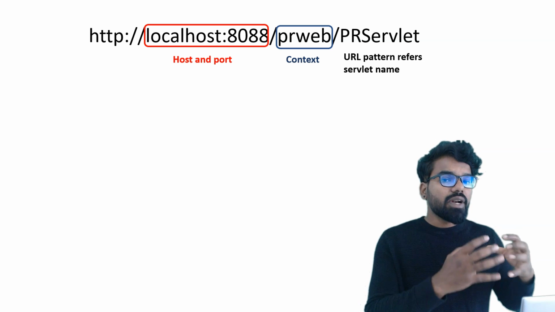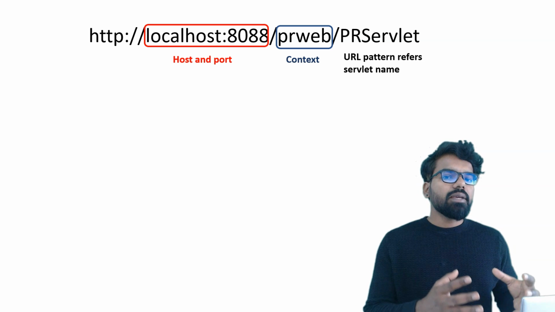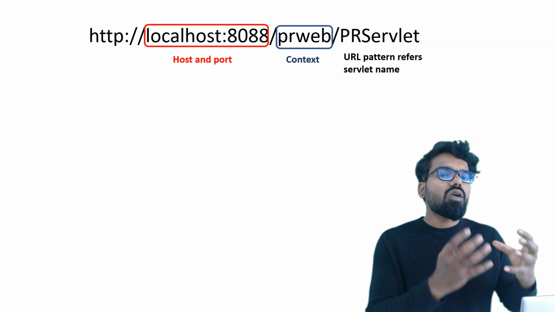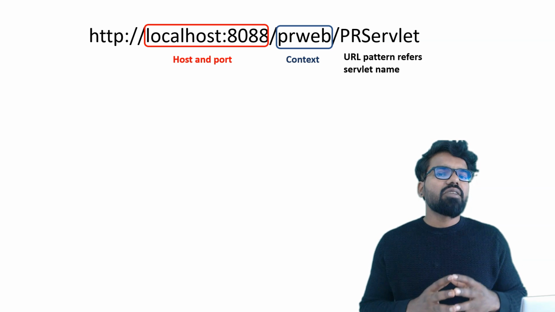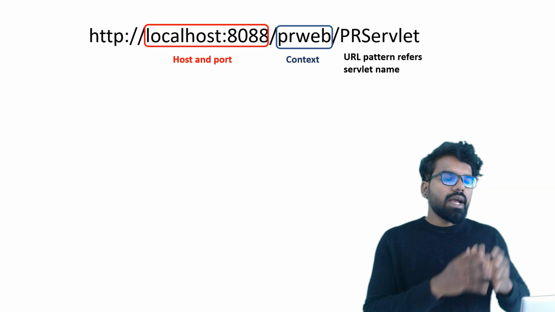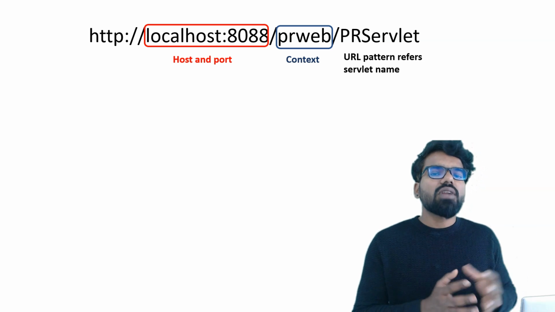As you know, different applications can be deployed into this Tomcat localhost server, and currently I want to launch the URL of the Pega web application. That is why you see the name PR web that defines the context of your application. After that, you see some URL pattern that can point to some servlet name.